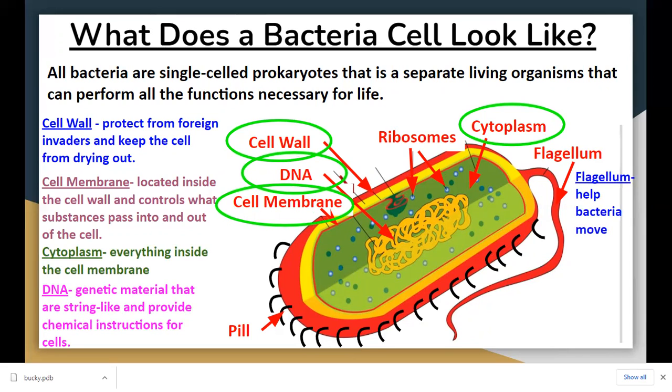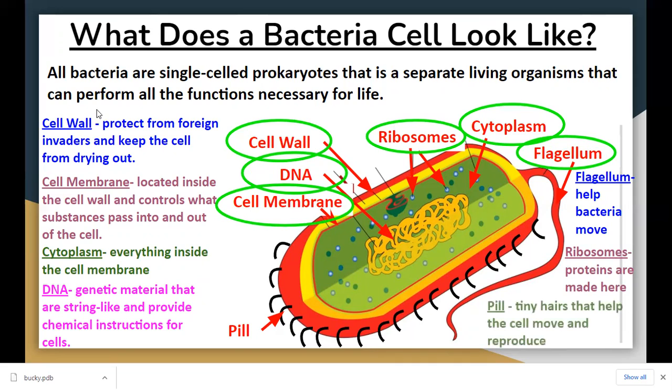Flagellum, they help the bacteria move. That's like the little tail that you see on the bacteria there. Ribosomes are where proteins are made. Those are those little tiny blue spots inside the cytoplasm. And finally, the pili. These are tiny hairs that help the cell move and reproduce. Those are the parts of the bacteria cell.